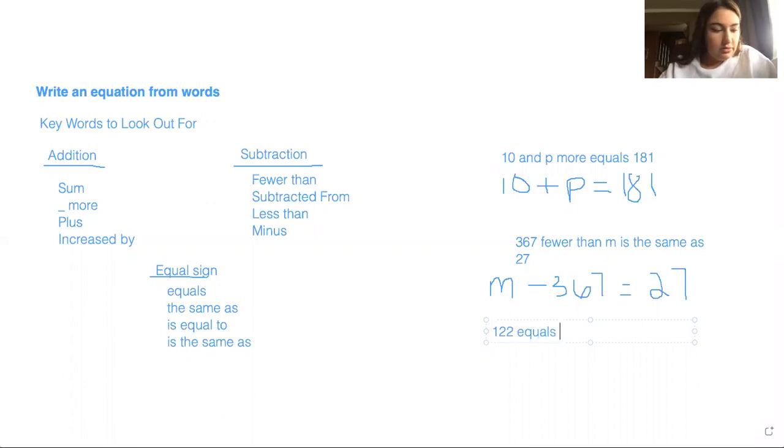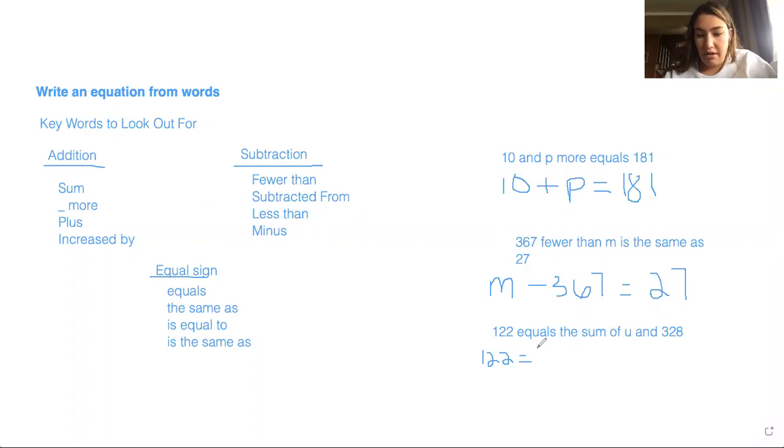122 equals the sum of u and 328. So we're going to write it as it's written. Instead of having equals at the end, we're going to start with 122 equals the sum of, so we know that's addition, u plus 328. Does that make sense?